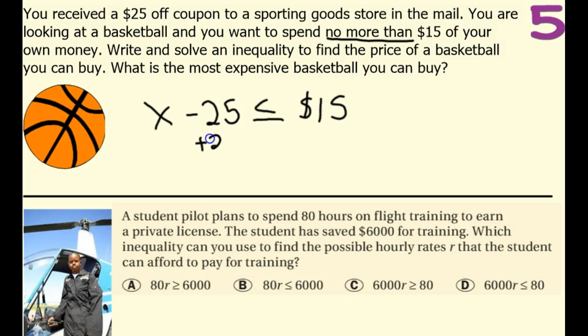So we add 25, and we add 25 here. Those cancel out. X has to be less than or equal to $40. What this means is that our price can be anything less than or equal to $40. $40 is the most expensive basketball that we can buy.